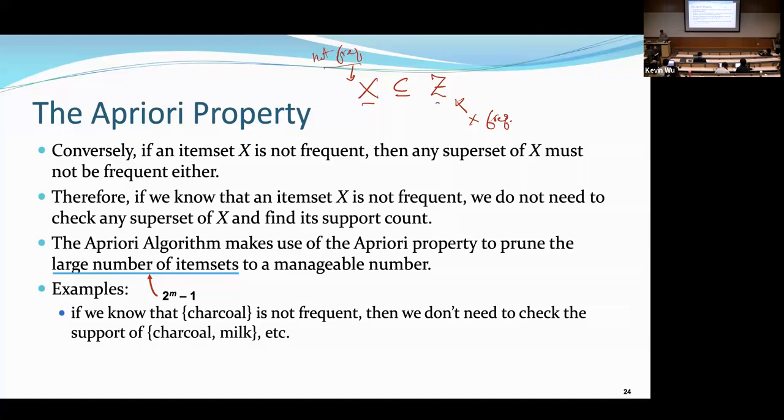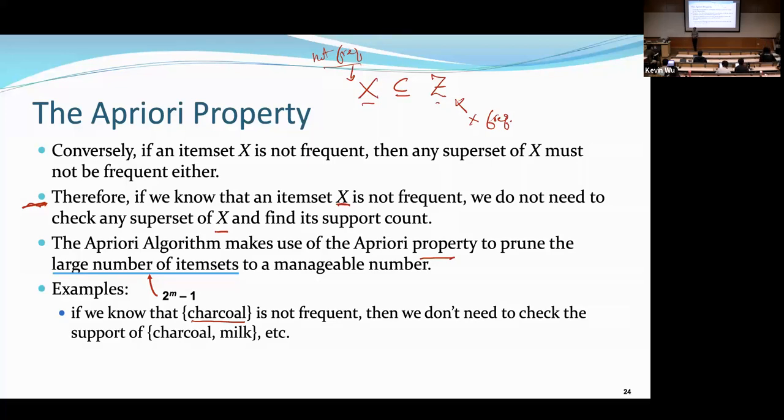And this actually helps us determine the frequent item sets more practically. Therefore, if we know that an item set X is not frequent, we do not need to check any superset of X and find its support when we're trying to discover the frequent item sets. So the a priori algorithm makes use of the a priori property to prune the large number of item sets to a manageable number. For example, suppose that while we are processing the data set, we found that the item set charcoal is not frequent.